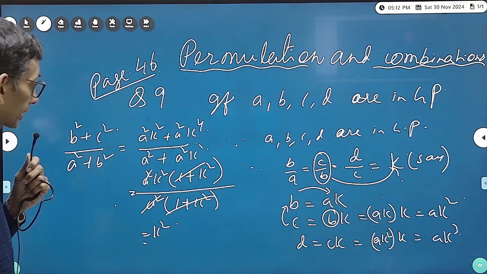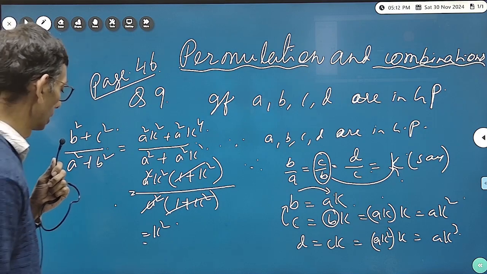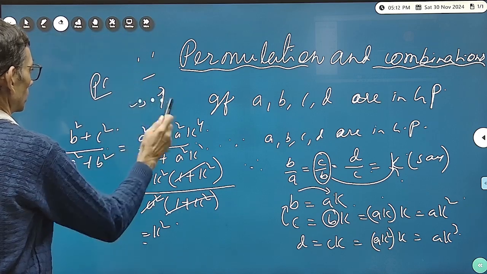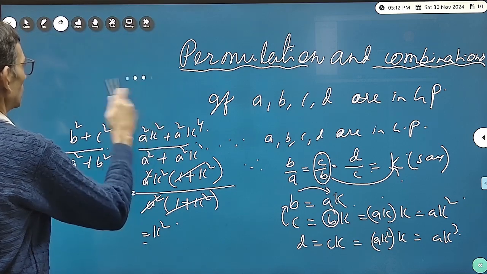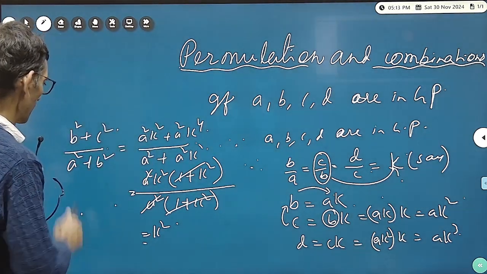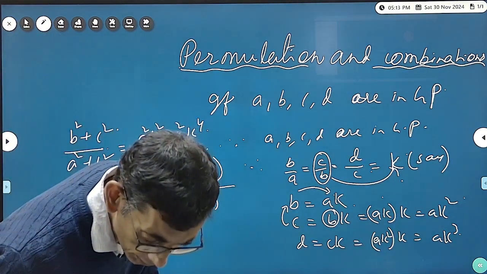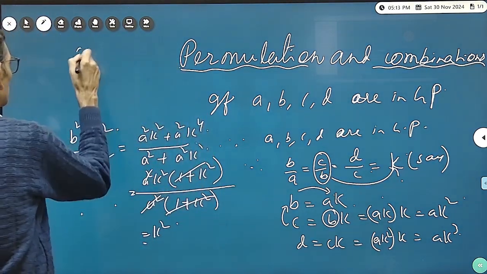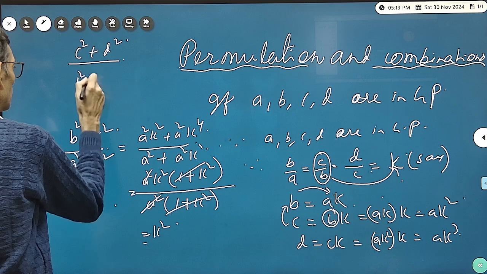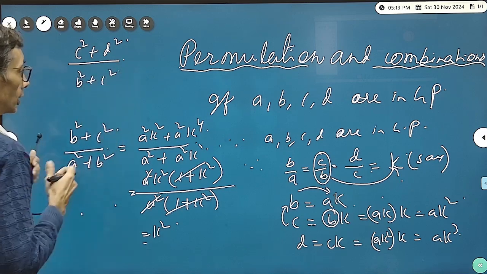Now let us check third term by second term. This is the second term, and the third term is C square plus D square. Now C square plus D square divided by B square plus C square. Right?